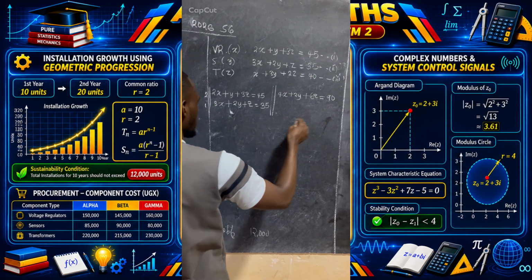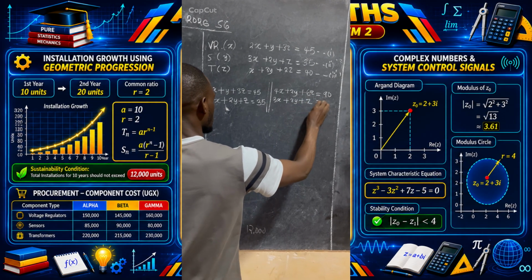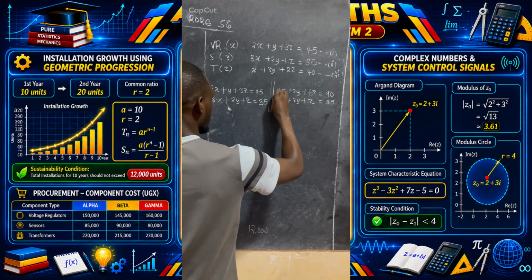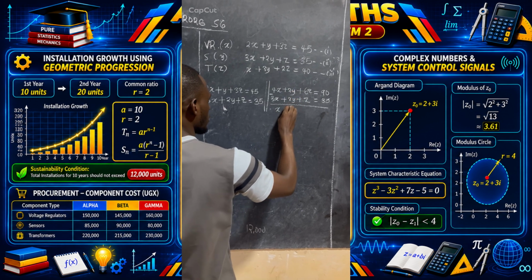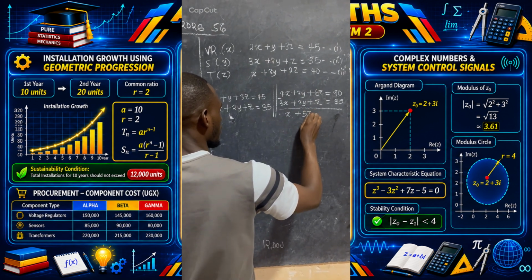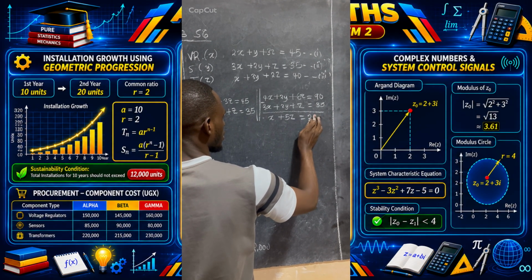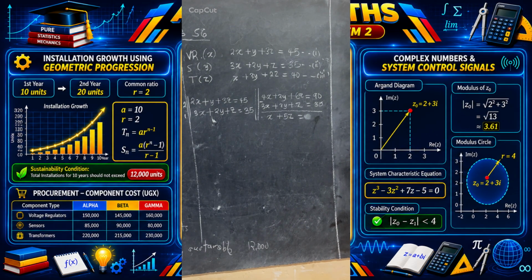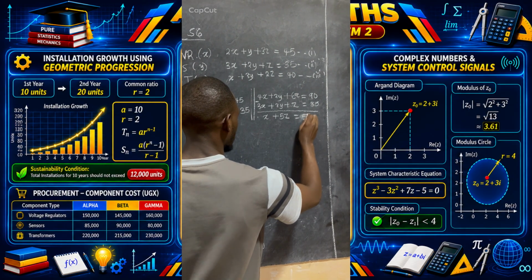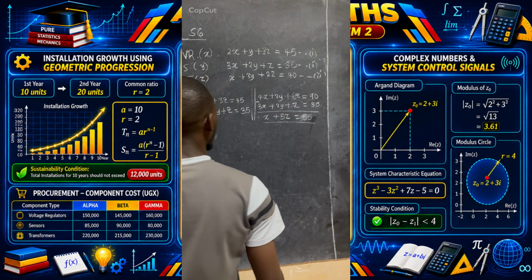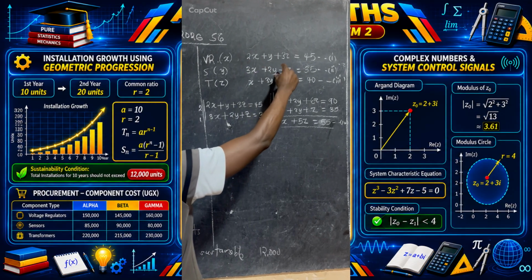Since I'm multiplying with the 1, I maintain 3x plus 2y plus z is equal to 35. I subtract. This gives x, this gives 0, plus this gives 5z is equal to 90 minus 35, which gives 55, and I'm saying this is equation 4. I dealt with this and eliminated y.